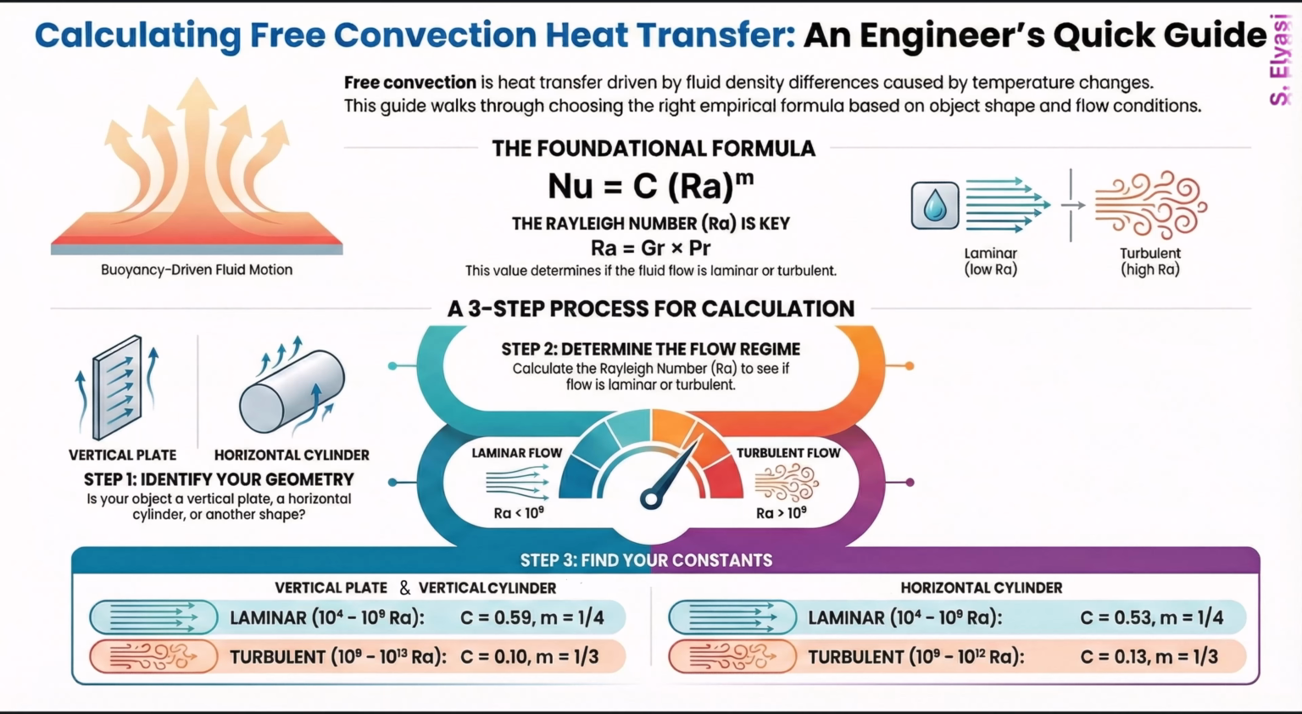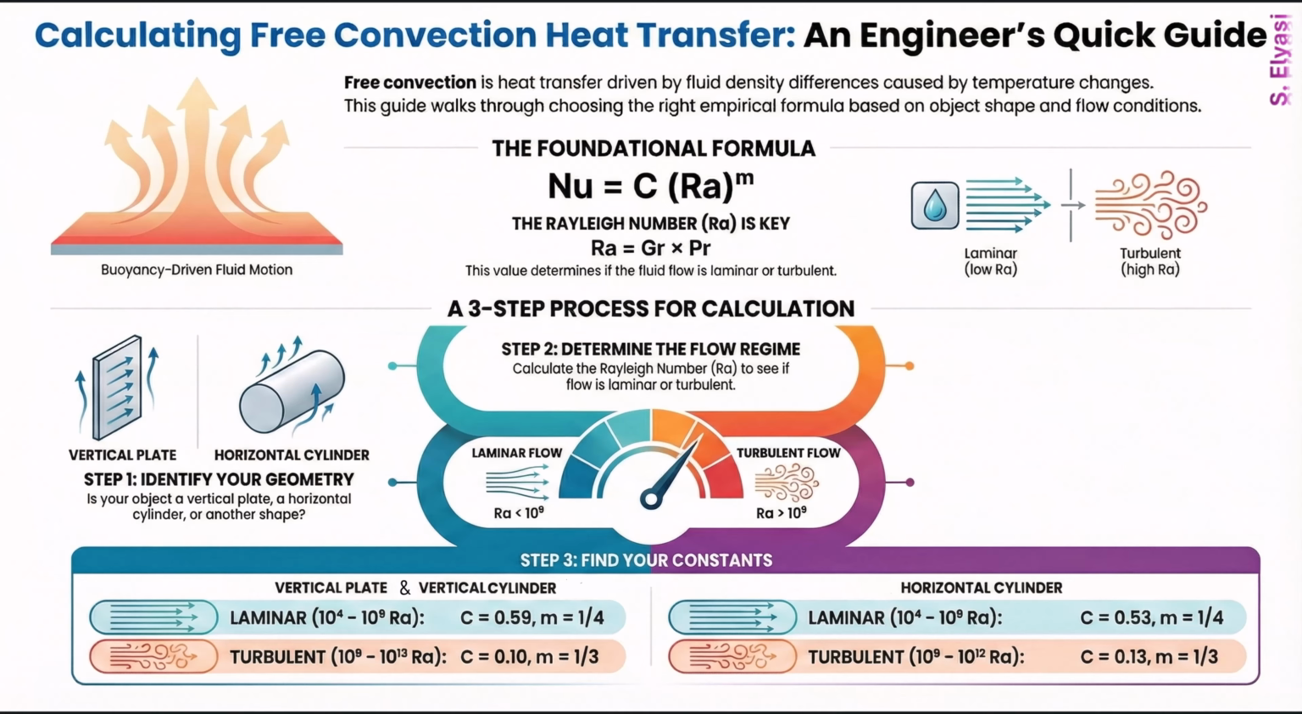Second, the secret to finding those constants is the Rayleigh number, or Ra. Think of it as the Grashof number, which is all about the buoyancy, multiplied by the Prandtl number, which handles the fluid's properties. Now, what's so critical about Ra? It tells you if your flow is laminar or turbulent, and the magic number is 10 to the 9th. Below that, you've got laminar flow. Above it, it's turbulent.